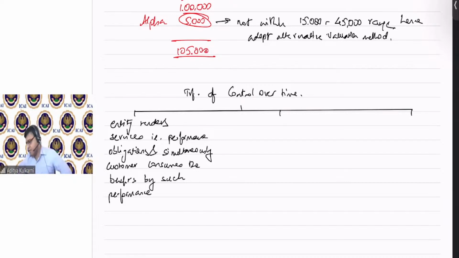By such performance. Okay. So this is the first step. Entity renders services, that is performance obligations, and simultaneously the customer consumes the benefit by such performance. Okay. Sir, matlab kya hai?